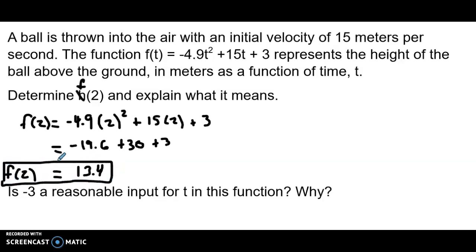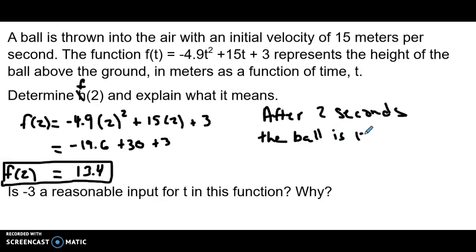Now what does this mean? So our t, our 2, is how much time it's taken, and that's in seconds. And our f of 2, that describes our height. So what this means is that after 2 seconds, the ball is 13.4 meters above the ground. So yeah, after 2 seconds, the ball is going to be above the ground by 13.4 meters.